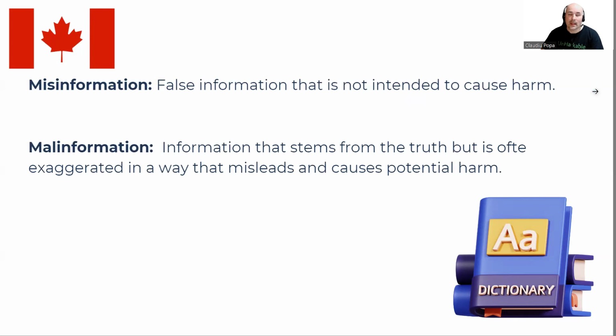The second kind is a word that you've perhaps not heard before: malinformation. Mal obviously is short for malicious. Malicious information is based on something that's true, but it's twisted in a way that misleads and causes harm. So it's meant to deceive us, right?